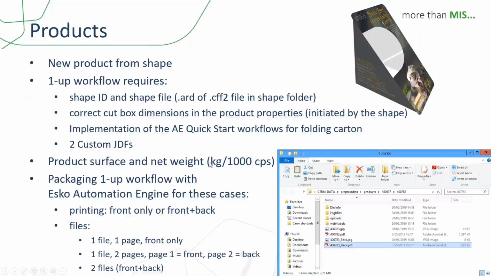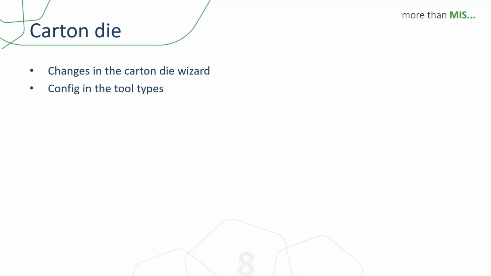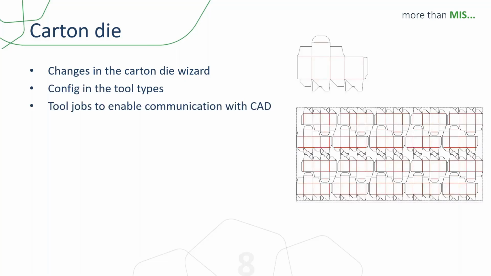This is the OneUp workflow for the different cases mentioned here in the PowerPoint. I need to speed up a little bit. Let's move on with the carton die management. There are a lot of changes in the carton die wizard. First of all, there's a configuration in the tool types, and this configuration will help us with the definition of what we call tool jobs. These tool jobs enable the communication again with ArdiosCAD to start from this OneUp shape to come to this layout based on the board size that you can enter within the wizard.